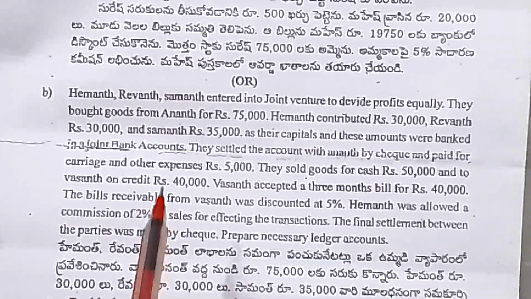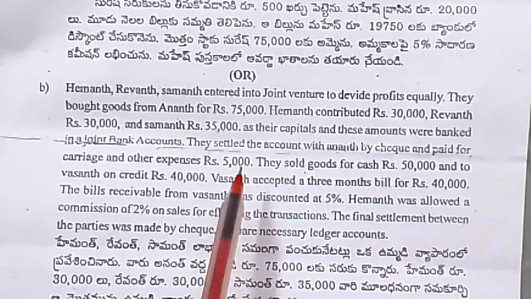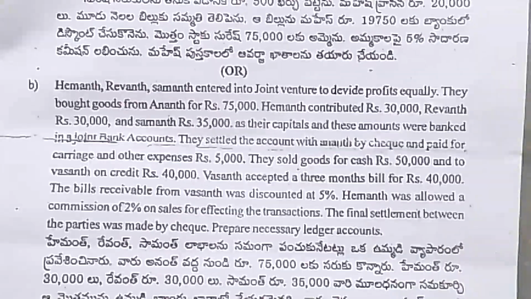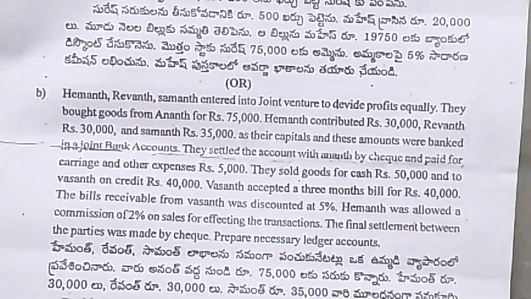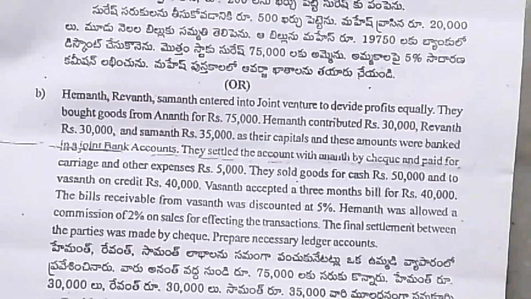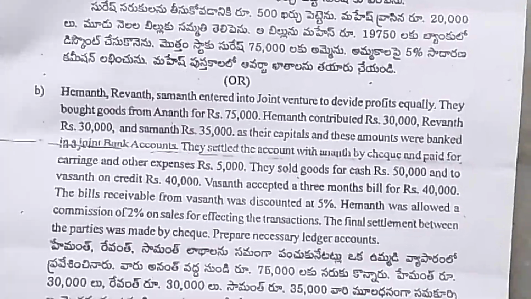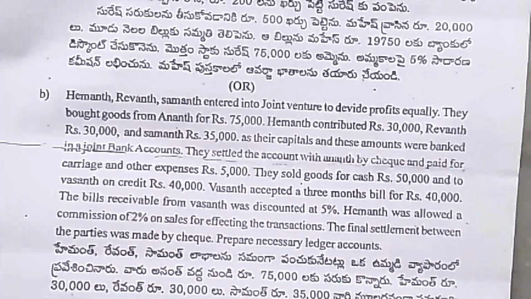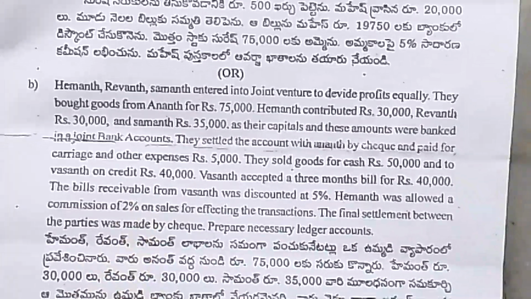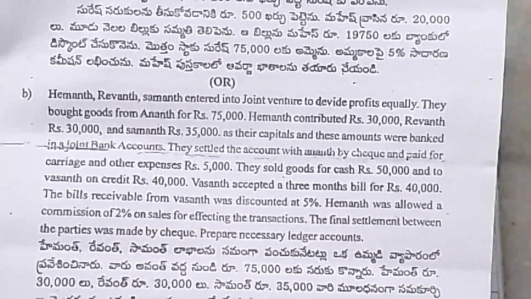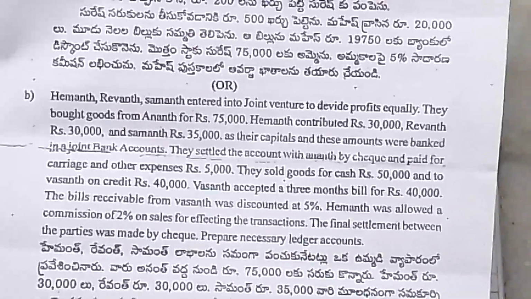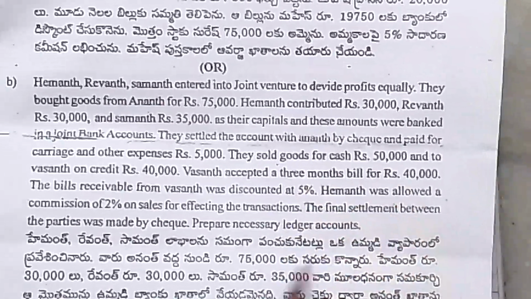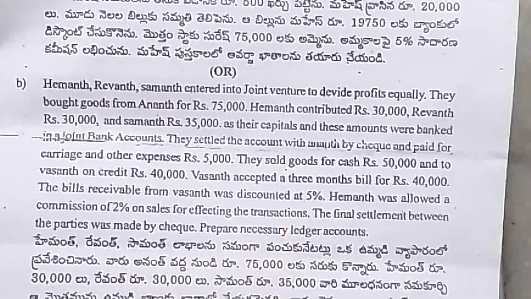Okay, the expenses paid. Next, they sold goods for cash 50,000. So joint bank account debit to joint venture account. Next, goods sold to Vasant on credit. Vasant account debit to joint venture 40,000. Being goods sold on credit, Vasant accepted 3 months bill. Bills receivable account debit to Vasant account. The bill discounted 5%: bank account, discount account, to bills receivable.